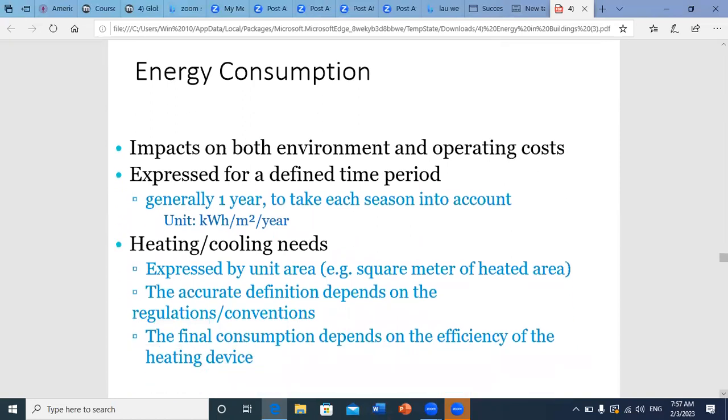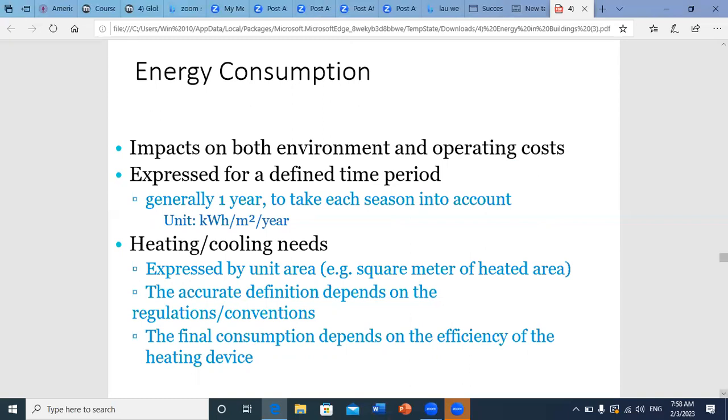Now, as we discussed, energy efficiency is also one of the main parameters to consider in the design. We should try to increase the energy efficiency, reduce the energy consumption to meet a requirement of passive buildings. So energy consumption will have impacts on both environmental and operating costs, and it is expressed for a defined time period. So in general, the unit will be in kilowatt hour per meter square per year.